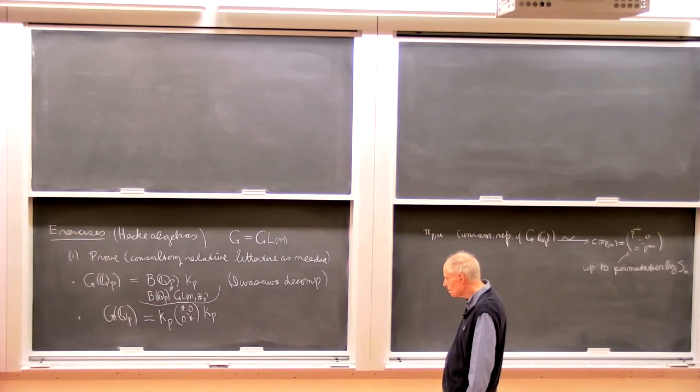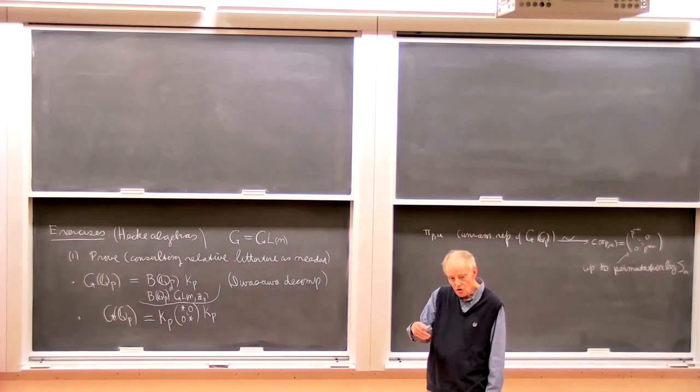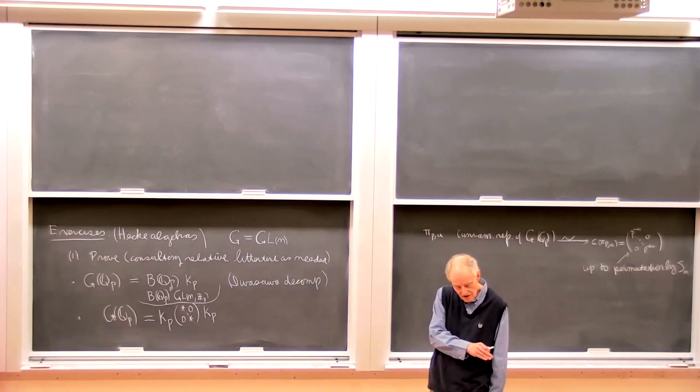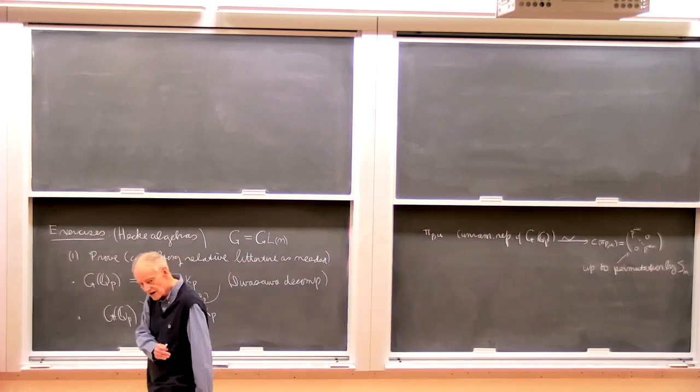Can I write GL_n(Z_p) as the Q_p points of the actual orthogonal group? No, you can't. So that's the big difference. The maximal compact subgroup of a p-adic group is an open subgroup of the p-adic group, and it's not an algebraic group. It's a group over the integers. It's the integer points. The maximal compact subgroup of a real group is an algebraic subgroup, the orthogonal group. It is closed, but it's not open. It's a subgroup of finite codimension. So that's one of the big differences between p-adic groups and real groups.